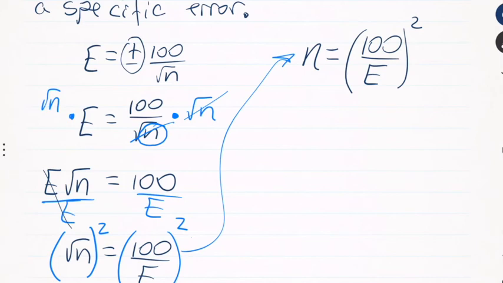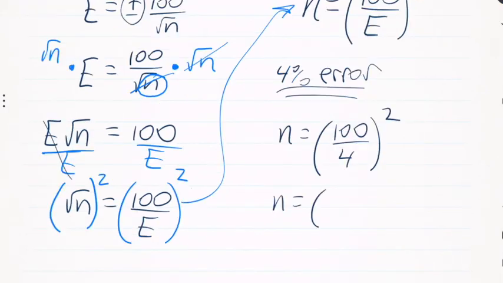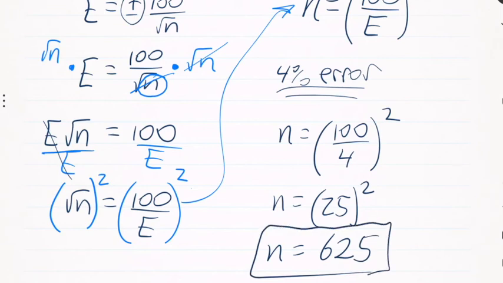So let's say you want a 4% error. If you want a 4% error, then n is going to equal 100 divided by 4, squared. So n is going to equal 25 squared, and that's equal to 625. So if you want a 4% error, you would have to survey 625 people or more. I mean, we can get smaller than 4%, that would be better. Generally, you don't want to go larger.